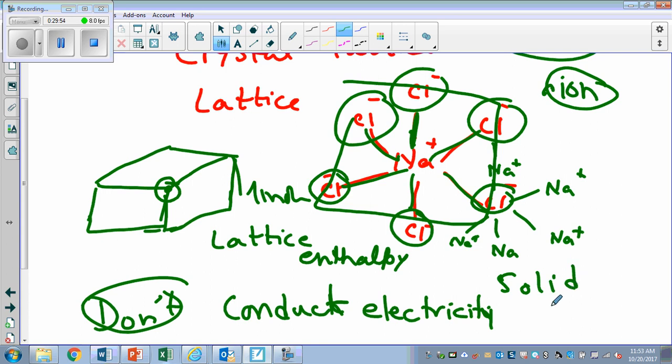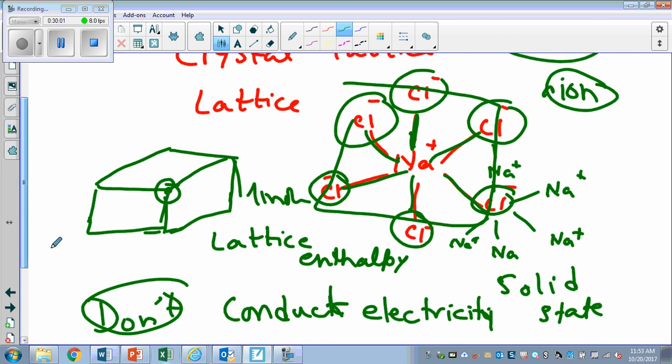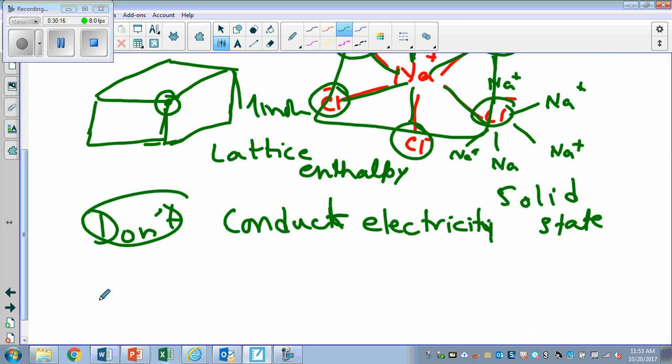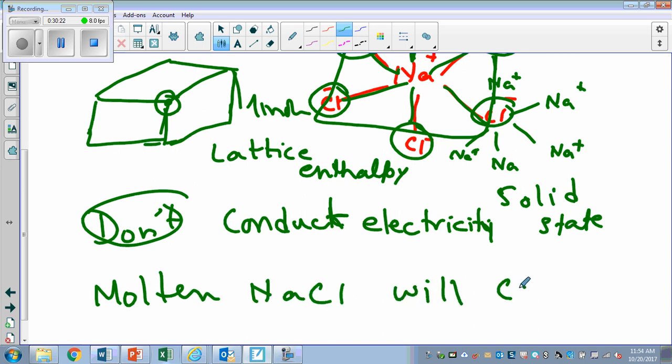But as soon as we start melting them, first of all, they will melt at a very high melting point because they're holding each other very tightly. That electrostatic attraction is very, very strong, so I have to heat it to a high temperature to separate them. But once it starts melting, molten sodium chloride will conduct electricity.